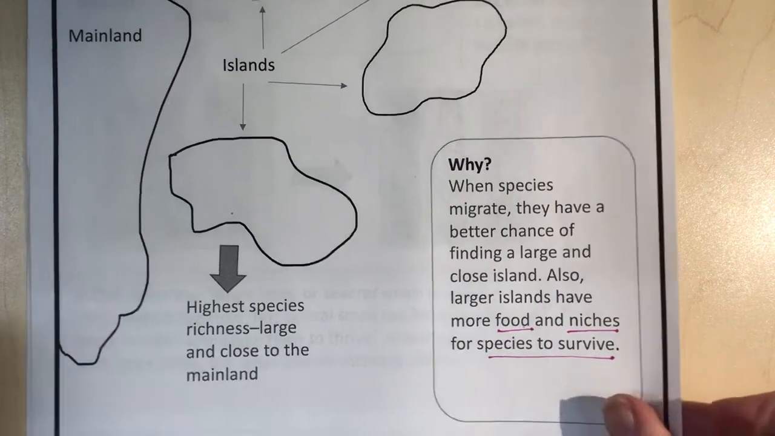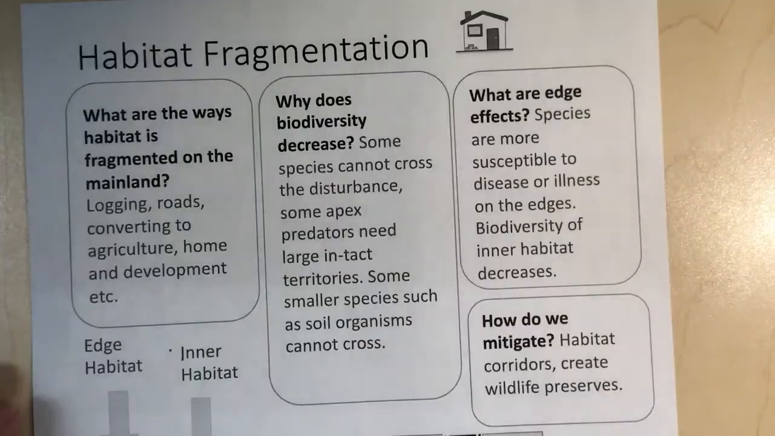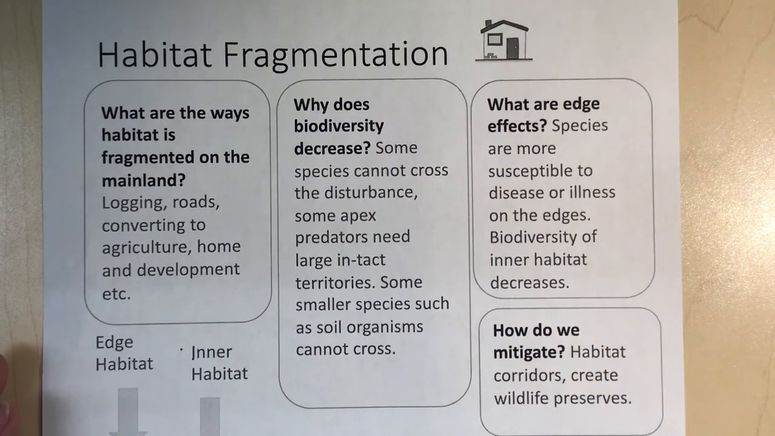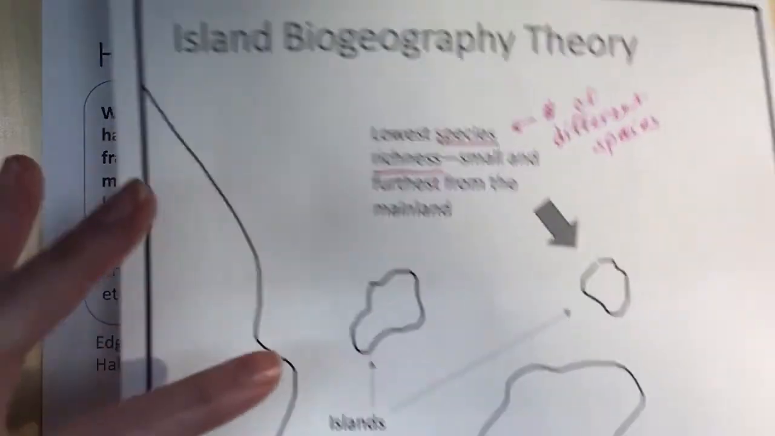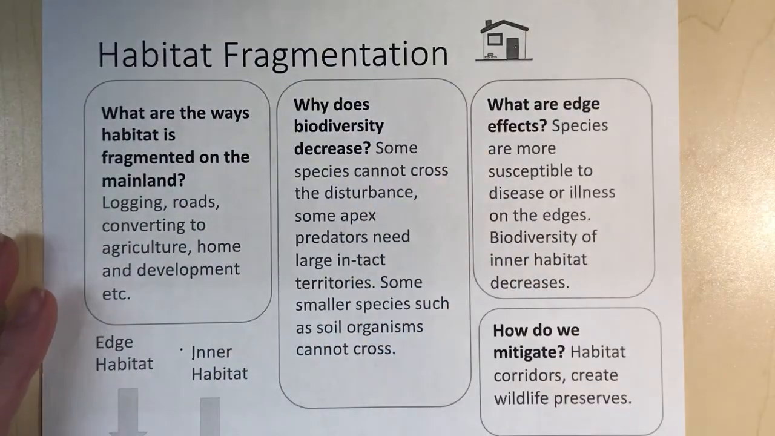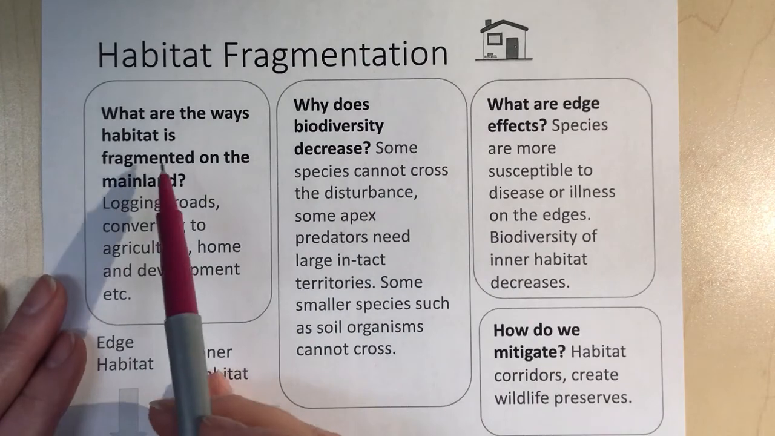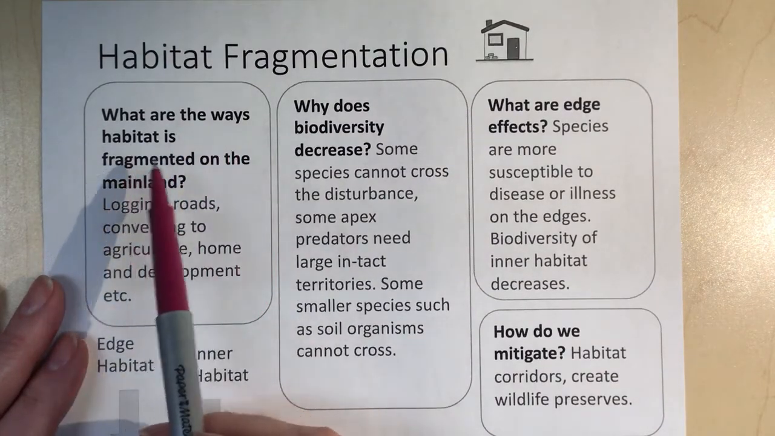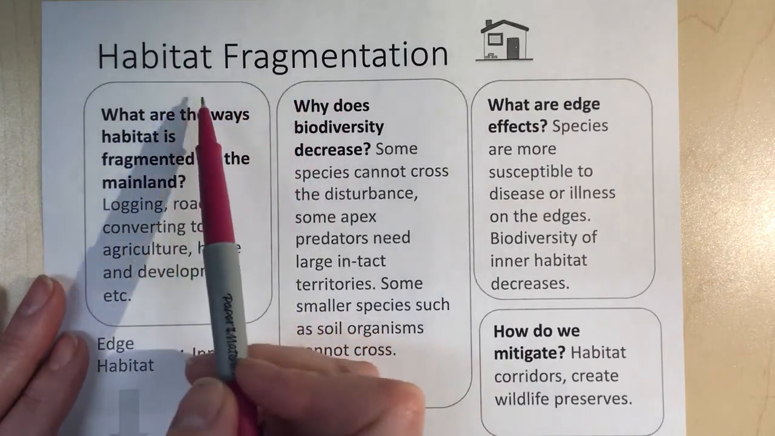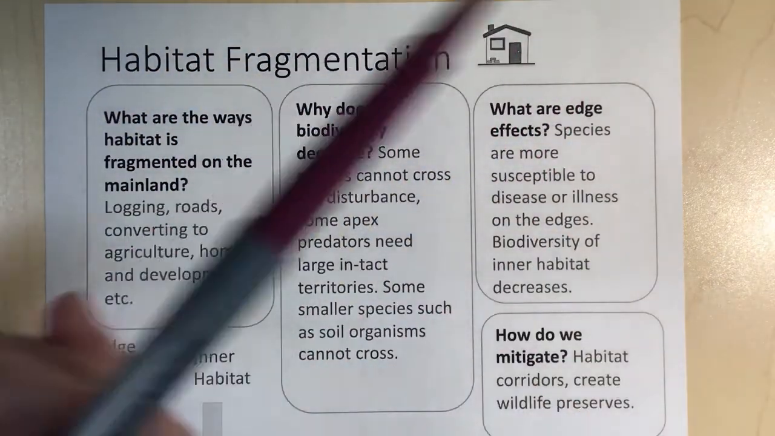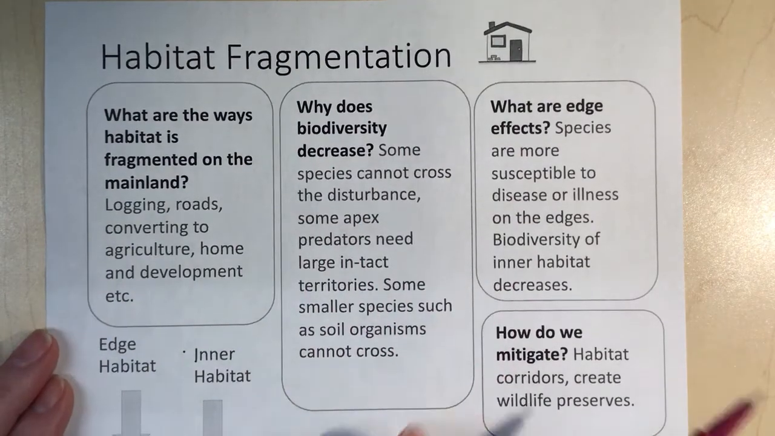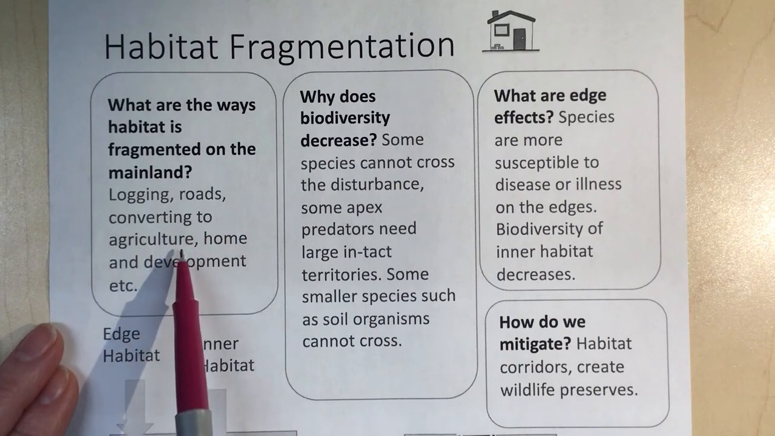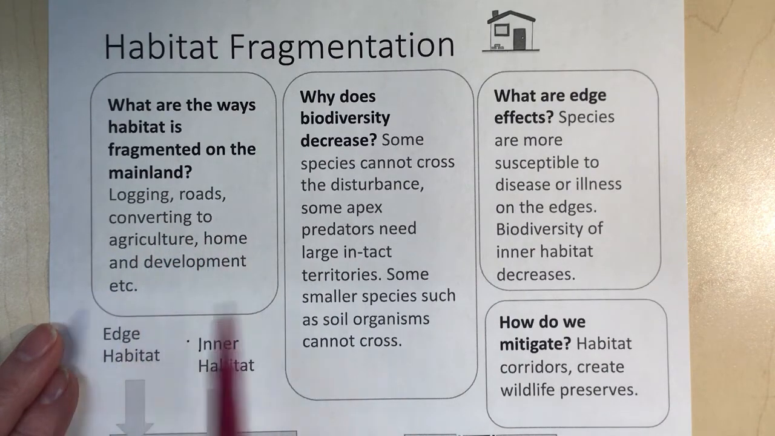All right, our last page up here. So habitat fragmentation takes this theory of island biogeography on islands and applies it to the mainland. So on the mainland, like where we live, we don't live on an island, how is habitat fragmented into little islands of habitat, of native areas? So logging roads and converting natural areas to agriculture, homes, and development.